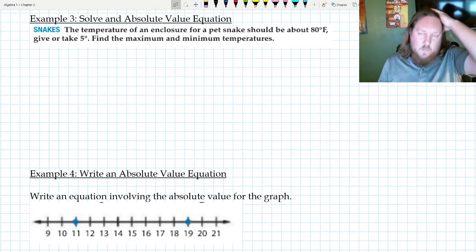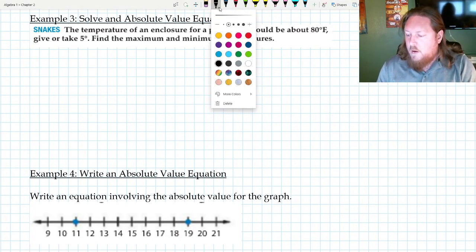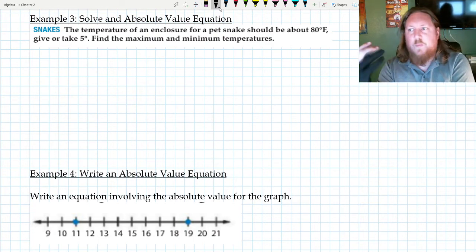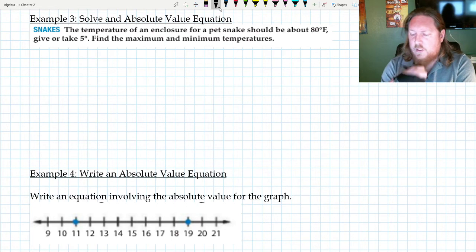Now, when you're working with absolute value, there are real world applications to it, of course. One thing that can be handy is to draw a little picture of what's going on. You can sometimes even figure out the answer without having to set or solve the absolute value equation. That's what I'm going to do here.